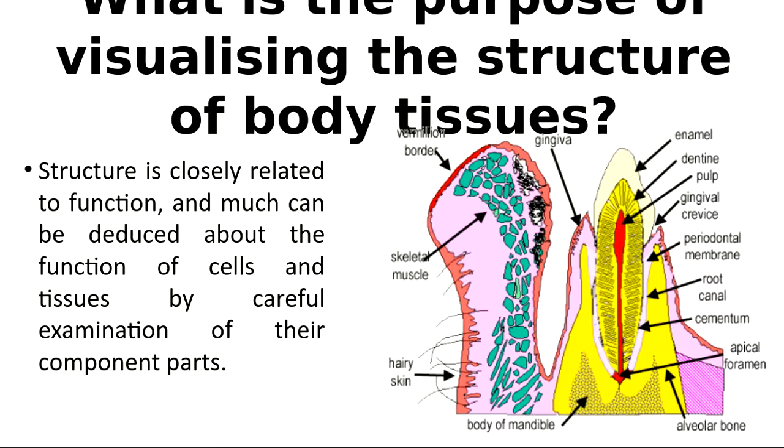So if you want to see the vermilion border, gingiva, skeletal muscle, and how the internal arrangement is within the cellular and tissue components, there we need the help of the microscope, right, to enlarge and see something in the tissue.